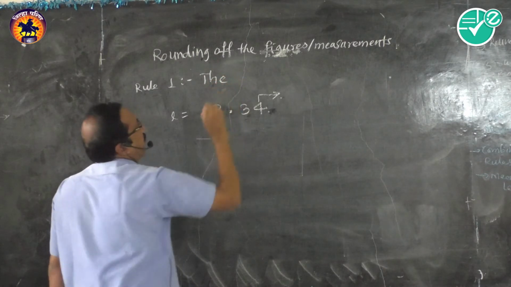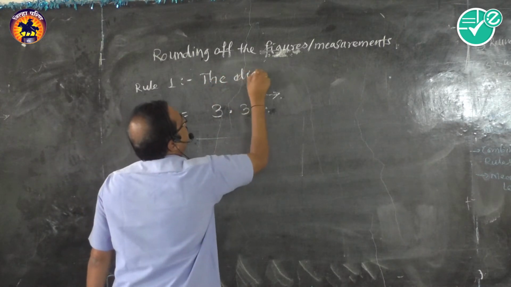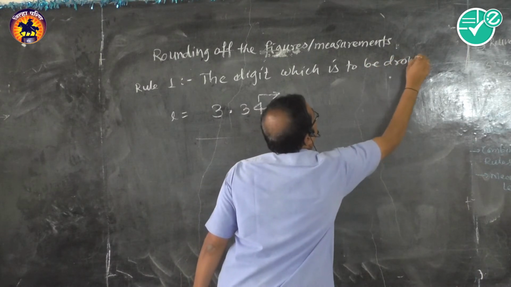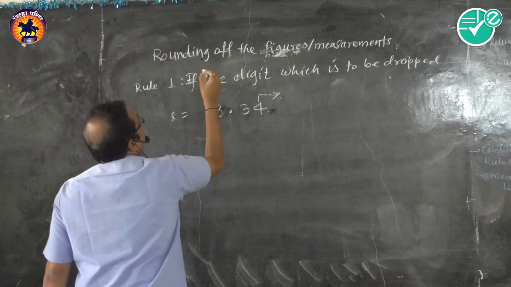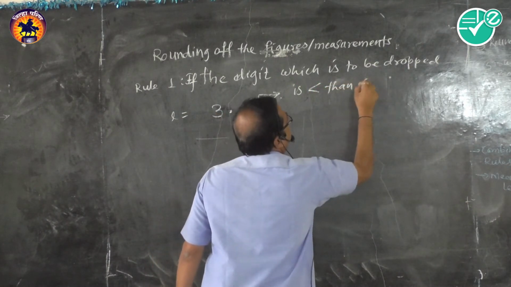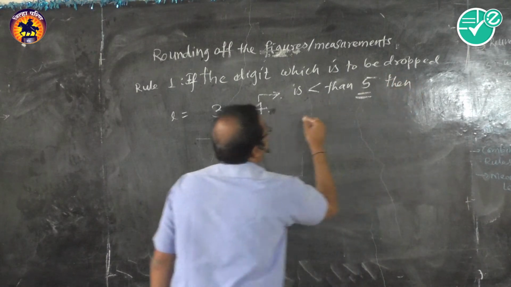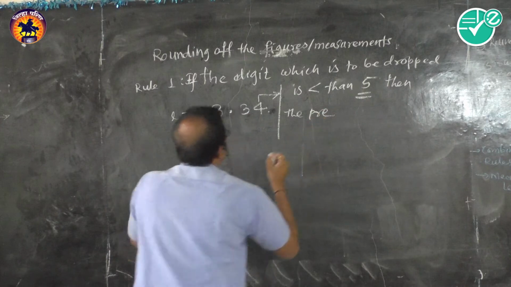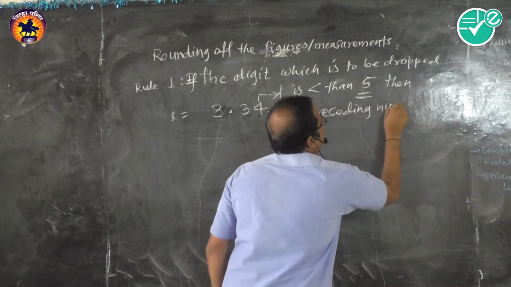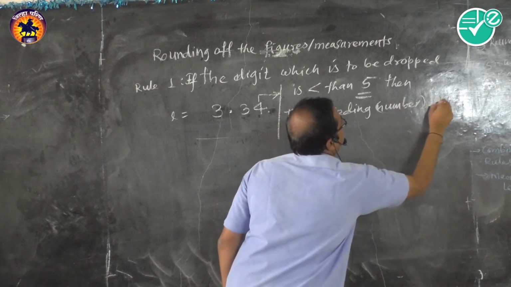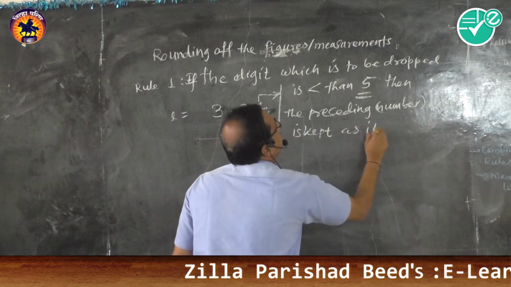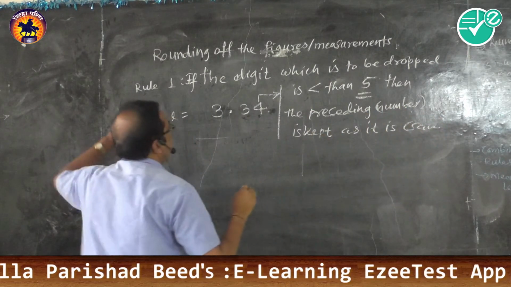the number, let me write the rule, the number or the digit which is to be dropped, or I can write, if the digit which is to be dropped is less than 5, then the preceding number, that means the number which is coming just before the number 4, preceding number or preceding digit is kept as is or kept the same.